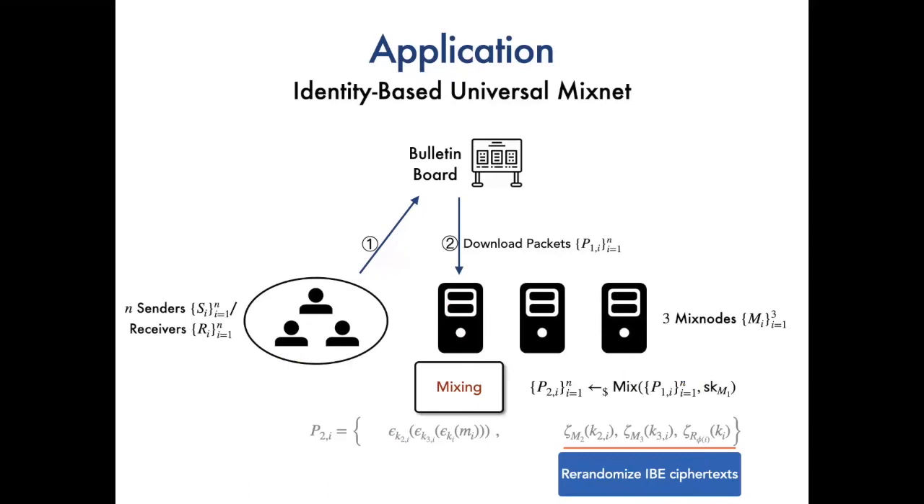Then, the first mix node M1 downloads all the packets and performs mixing operations. In particular, it decrypts the first IBE ciphertext in packet P1_i to obtain symmetric key K1_i, and then decrypts the symmetric ciphertext with K1_i. Finally, mix node M1 randomizes the rest of the IBE ciphertext, generates a new packet P2_i, and uploads all the new packets to the bulletin board in random order.